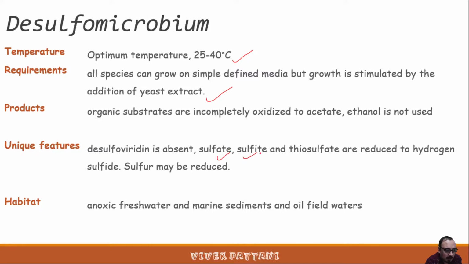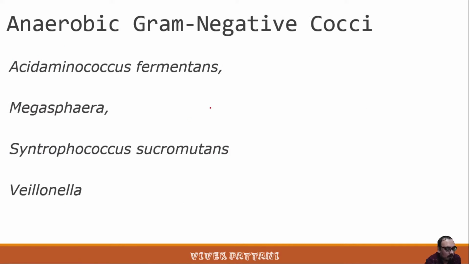Sulfate, sulfite and thiosulfate are reduced to hydrogen sulfide, and sulfur may also be reduced. Similar to other anaerobic bacteria, they are found in anoxic freshwater and marine sediments, and also in oil-filled waters. Okay, now I am ending my lecture.